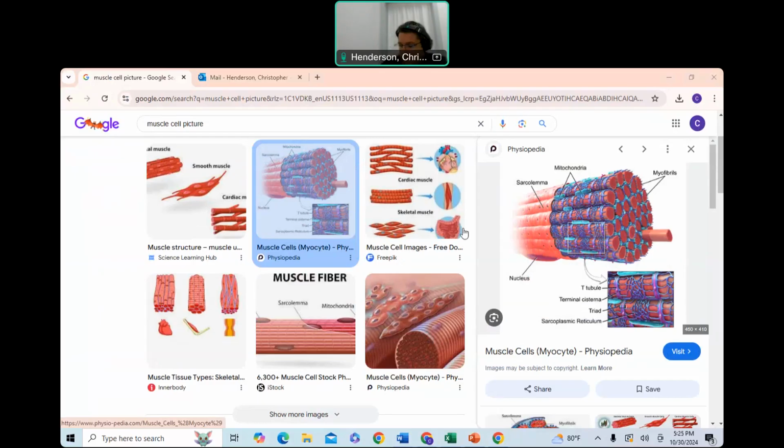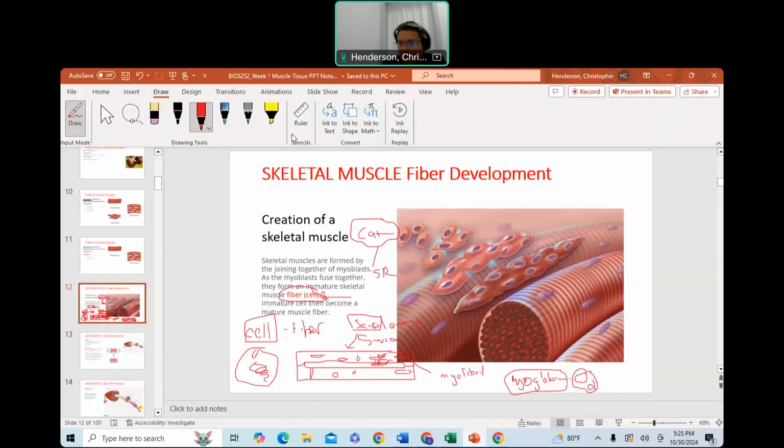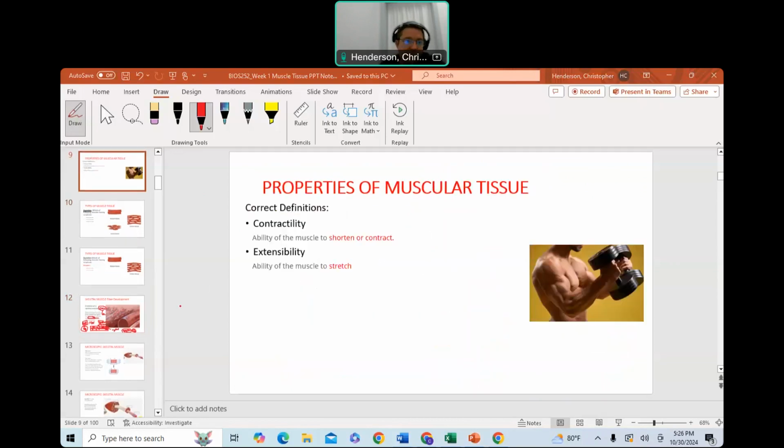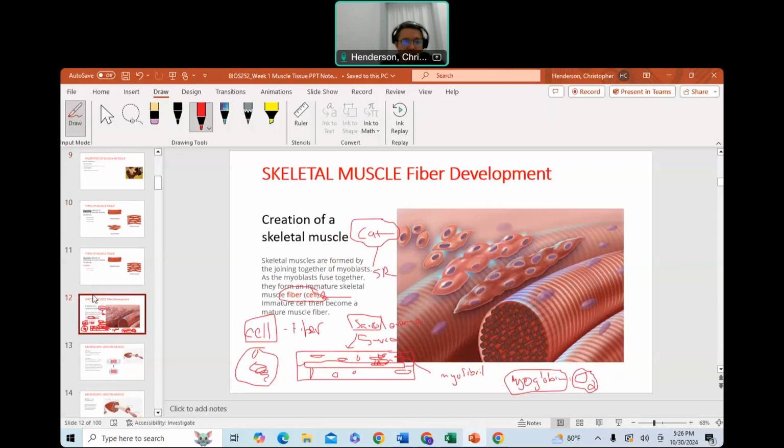Okay, so make sure that you can draw and label a muscle cell and all the functions of the organelles that are in there. So take a piece of paper, flip it over, draw a muscle fiber, draw in all the parts, label them, and tell me what they do. Do that until you can do it with your eyes closed.